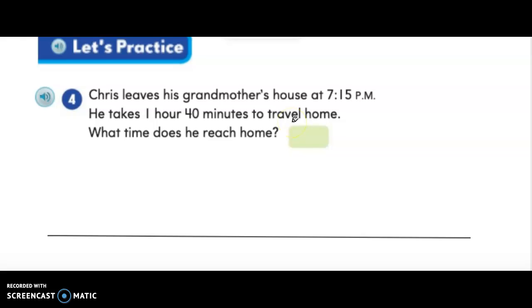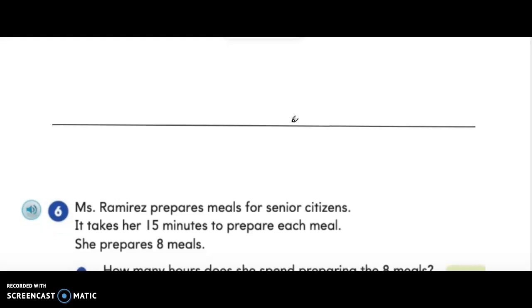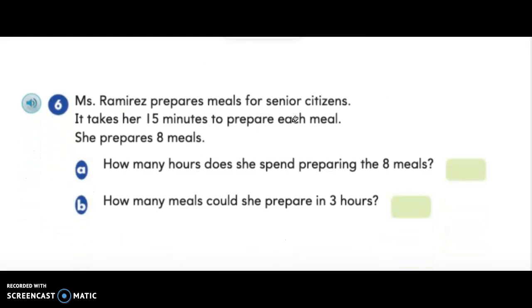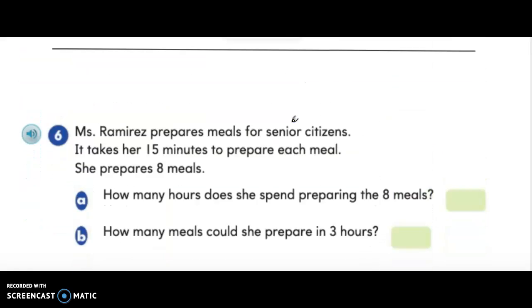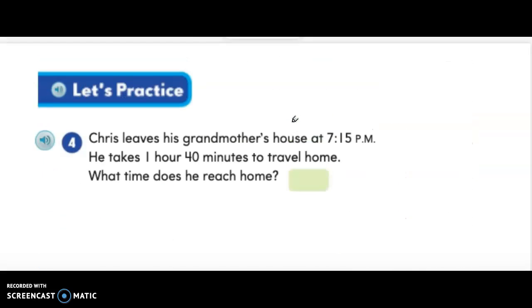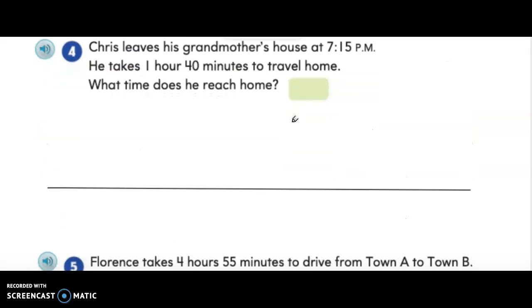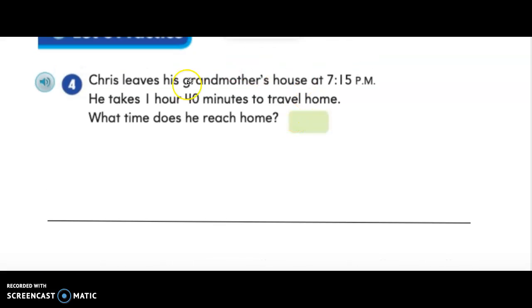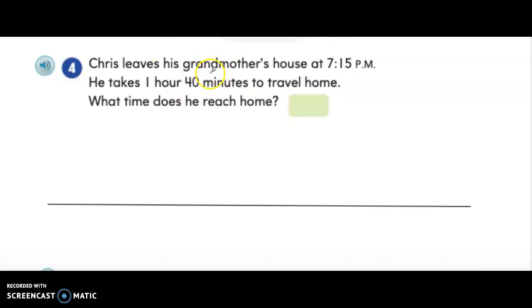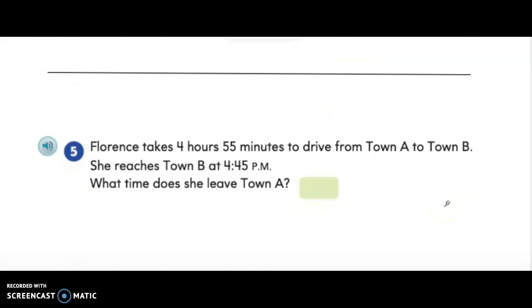So you're going to be doing the let's practice here. You are only doing 4 through 6, so you only have 3 problems to do. Now for this one, he leaves his grandmother's house at 7:15 p.m. He takes 1 hour 40 minutes to travel home. What time does he reach home? So this is when he's leaving, so that's going to be your start time. We want to know what time he got home, so use that timeline.